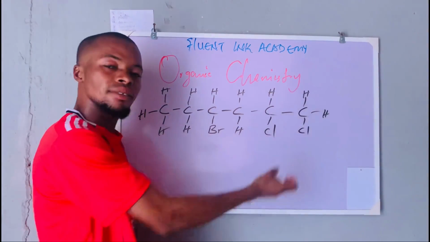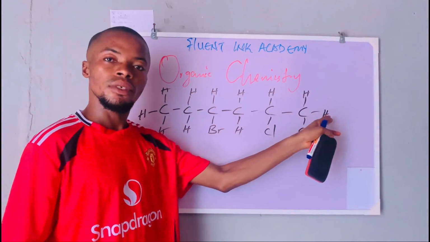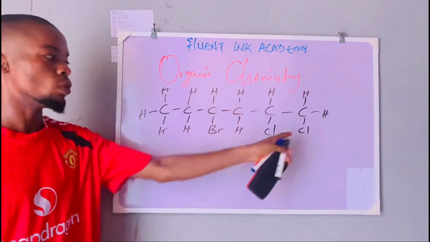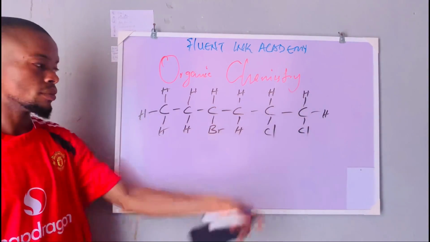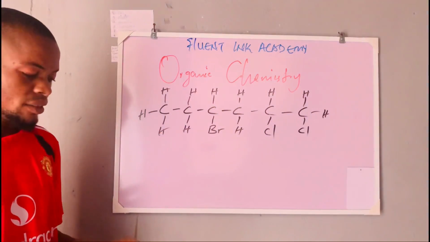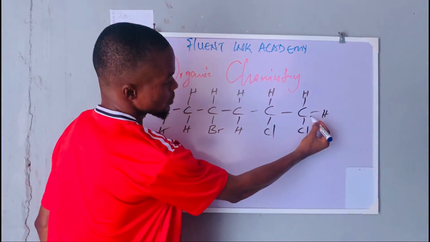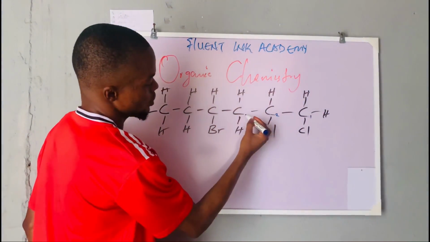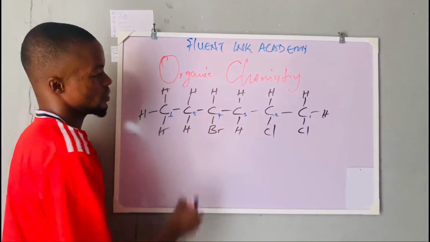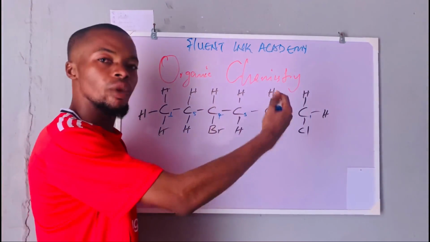The end where the substituent is closer to the extreme end, that is where you should start from. This one is closest to the extreme end. So our numbering will start from here. This is our first carbon: 1, 2, 3, 4, 5, 6. You understand? So our numbering will start from here so that it will give us the lowest number.